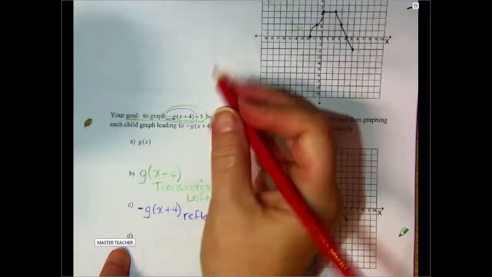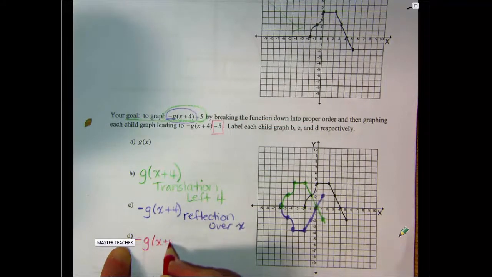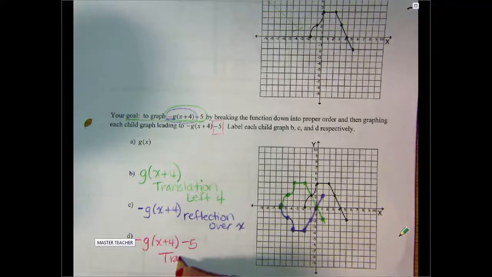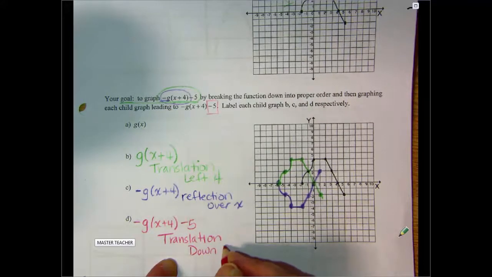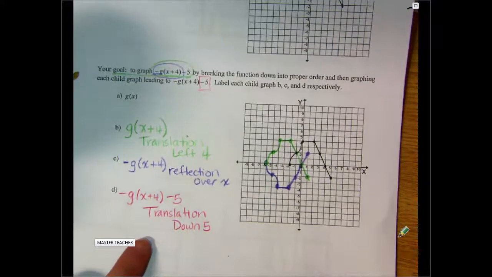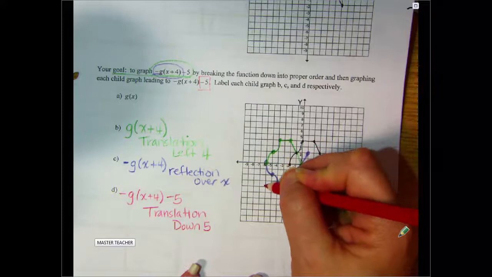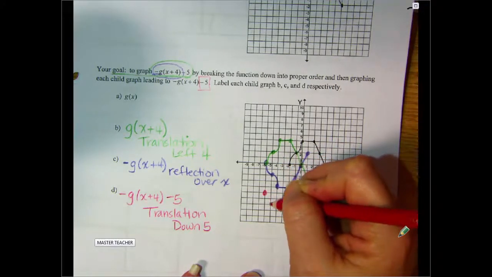The final piece of my equation is that -5 at the end. So I'm going to take my negative g of x plus 4 graph and move it down 5 units. So translation, down 5. I take my most recent graph, in this case purple, and I move all of its points down 5 units. Again, maintain the shape and the size of your graph. The only thing that will change size is your dilation.